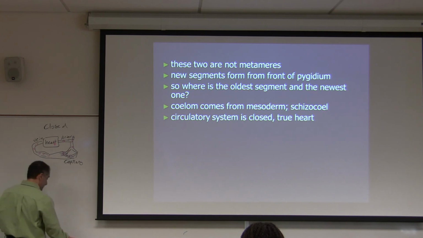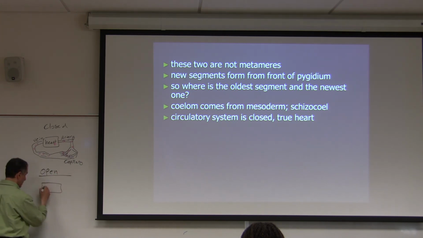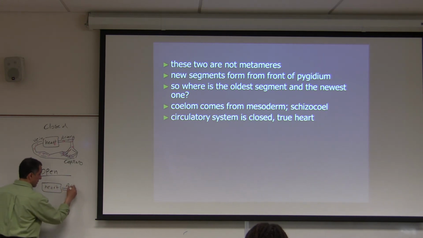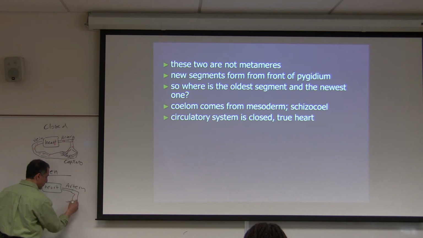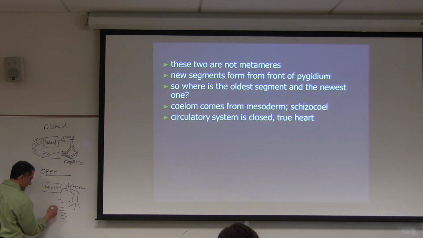Open circulatory system animals, they have a heart. Okay, don't think that they don't have a heart. They have an artery. And what happens, arteries branch to arterioles, and from arterioles, I'm going to draw it like this, they have sinuses.